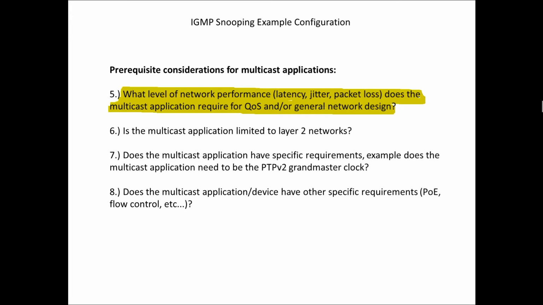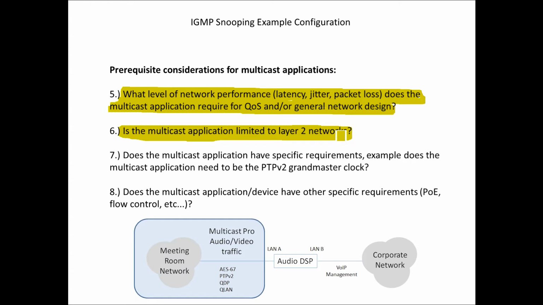Number 6, is the multicast application limited to layer 2 networks? So this is an area where, if you're doing small deployments like a meeting room, the multicast is going to be limited to really one switch living in the meeting room area, basically isolated there for the multicast side of things. Just as a footnote, often the digital signal processors, like the one we're going to be looking at today, which is a Q-SYS Core 110F, most of them have typically at least 2 interfaces. Sometimes the larger ones even have more.